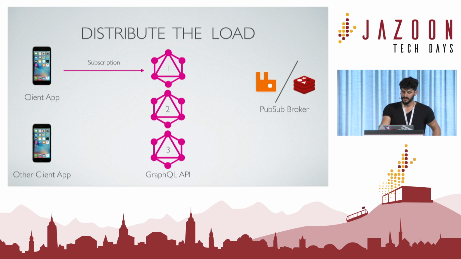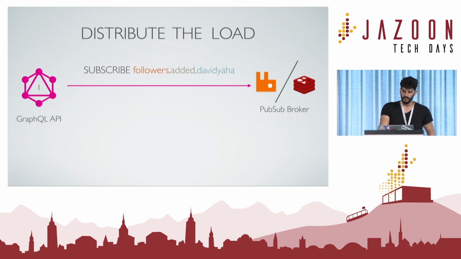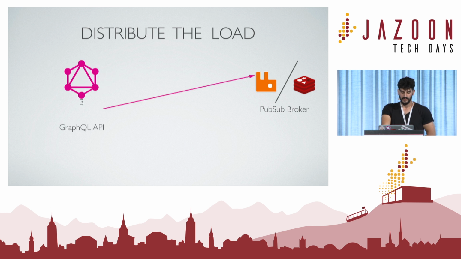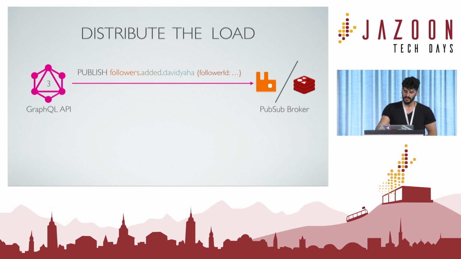A client will send a subscription query to server number 1. This subscription query will then be sent to some kind of PubSub broker. In our example, we use Redis. So the topic will be made out of data relevant for this subscription. At a later time, when a user sends a follow mutation to server number 3, it will send a publish command to our Redis server. The publish command will be composed of our previous topic, and it will include the following user ID in the payload of the event.